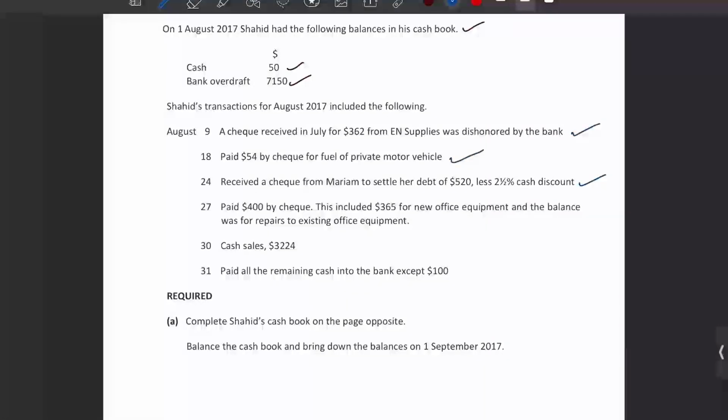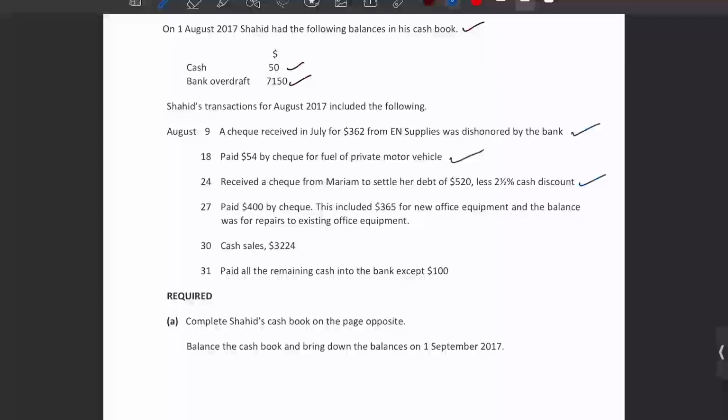The next transaction given to you. Calculate. Tell me how much is the discount? Did they tell you to receive the check for 520, or is it to settle her debt of 520? Settle her debt of 520 means 520 is not the paid amount. It is the full amount. 520 is to settle the debt, right? Okay. Now do the calculation with you. 2.5%. How much is the discount? The normal way you need to calculate, right? Because 520 is not the paid amount. It's the full amount that you are supposed to get. Calculate it the normal way.